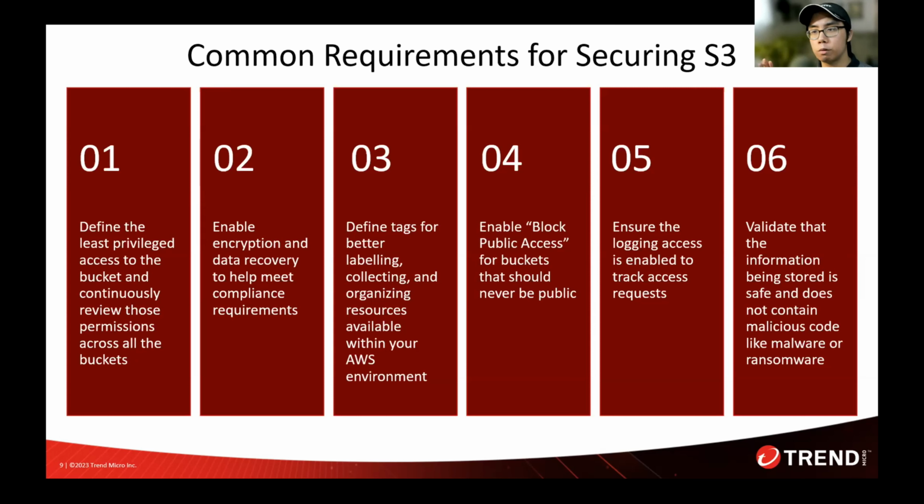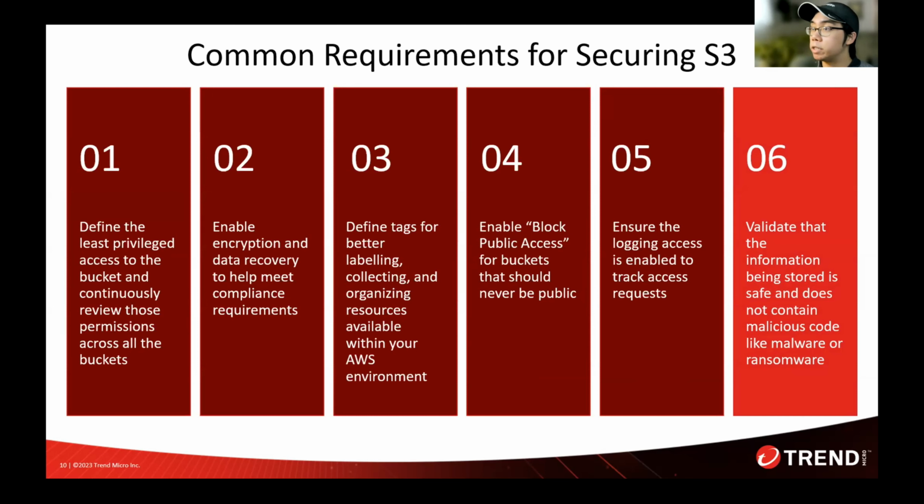So we have on screen the 6 common requirements for securing S3, and the first 5 are actually accomplishable within the AWS console for S3. It turns out that number 6, in this case, cannot be achieved within the AWS console, and that's validating all of the objects passing into our S3 bucket environment for any kind of malicious code or software.